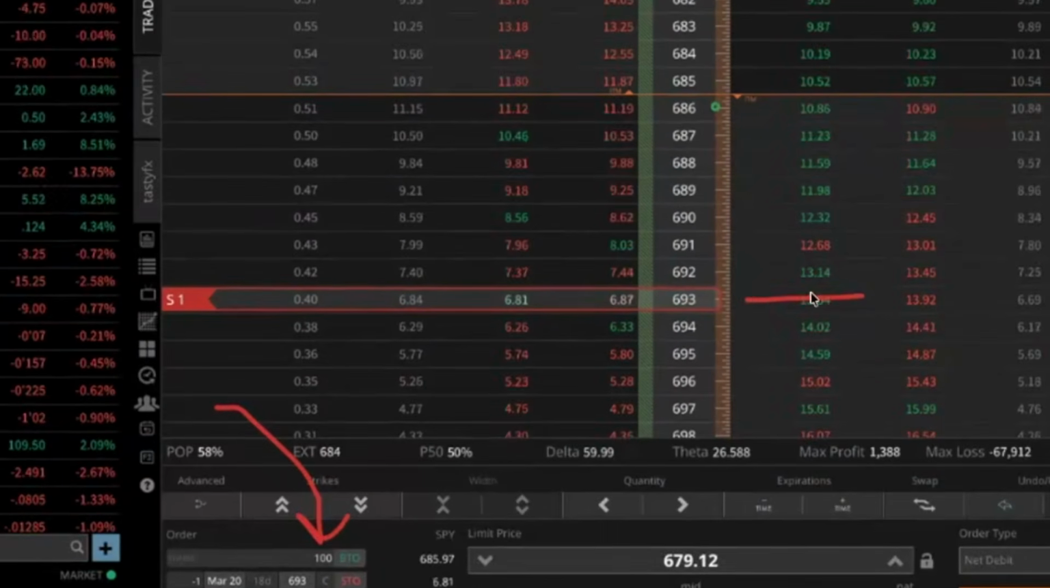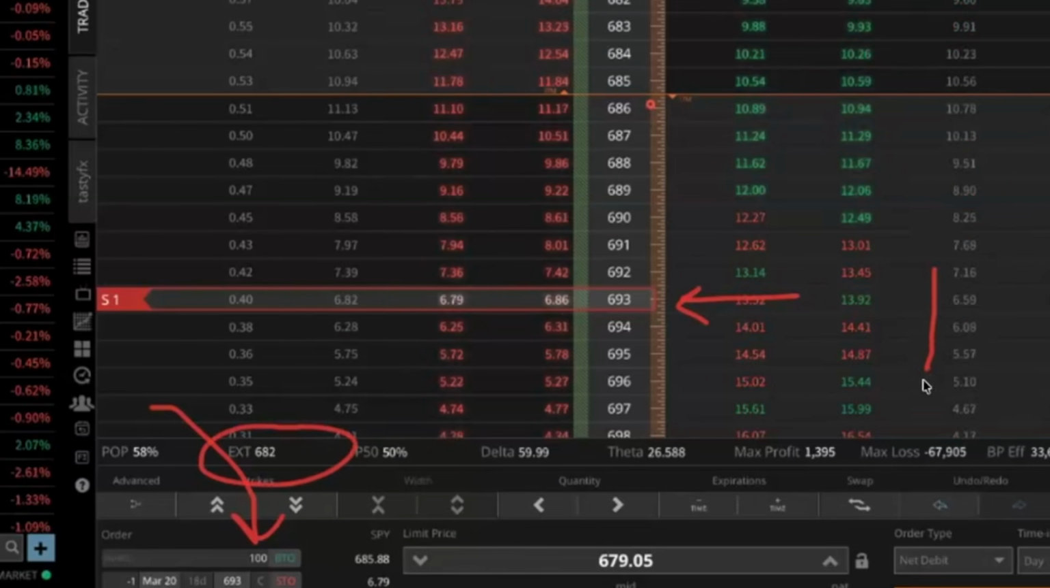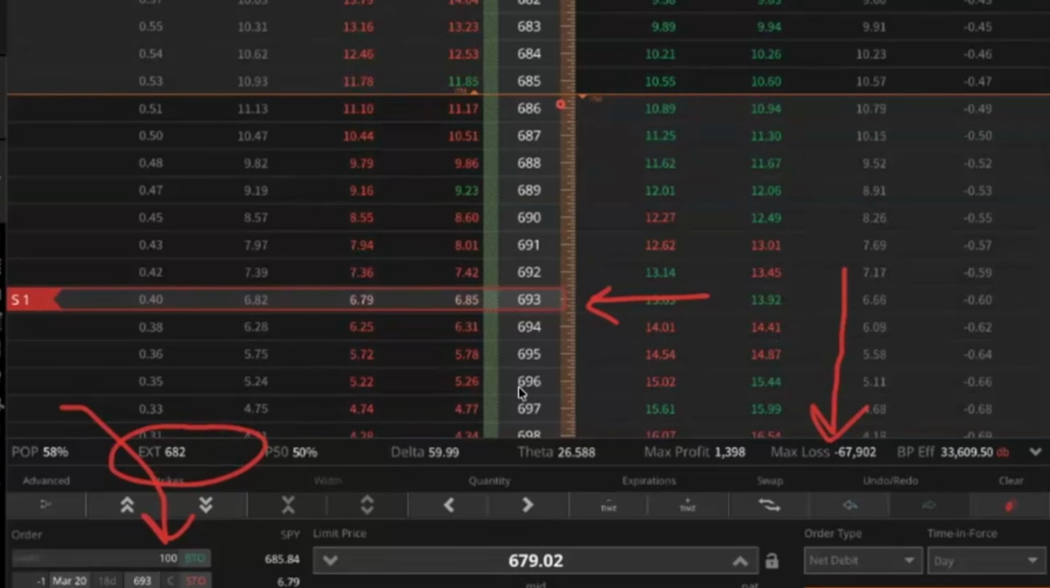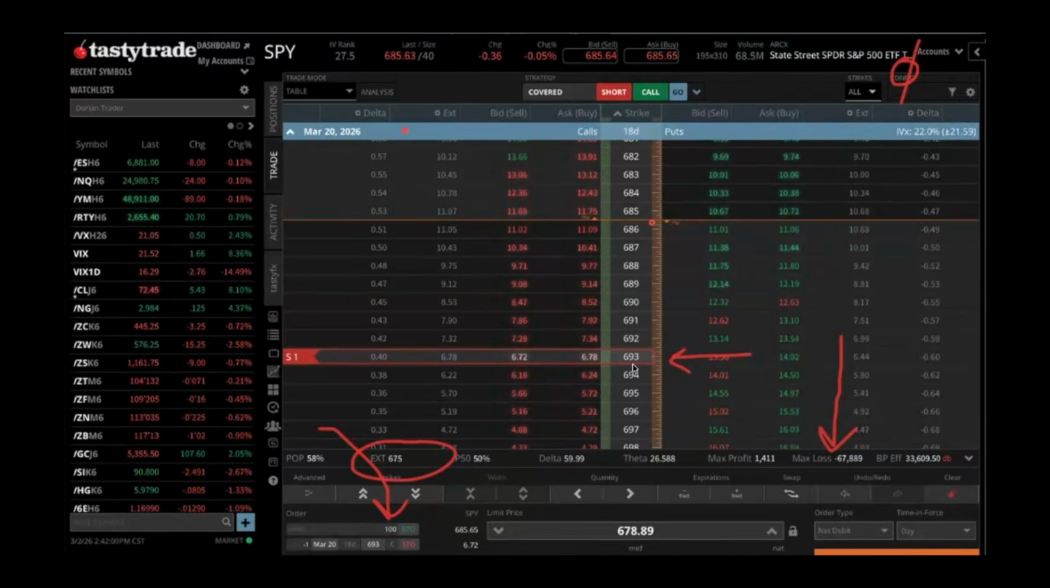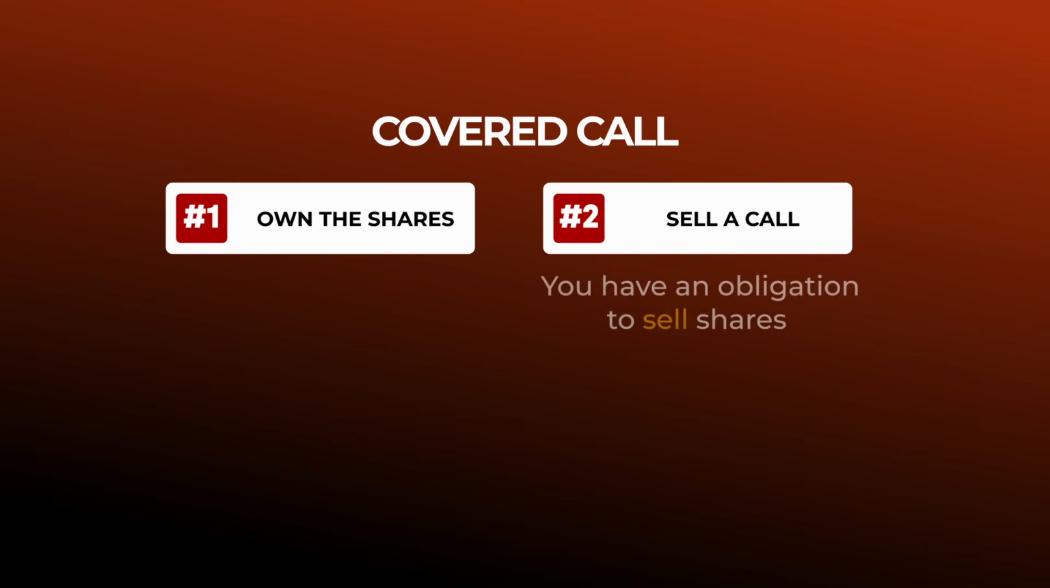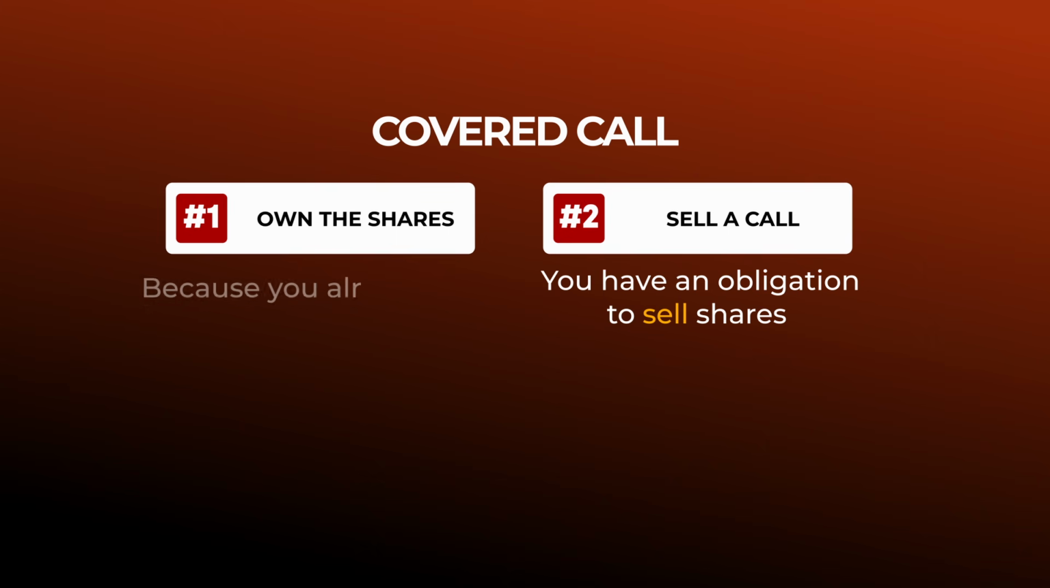If it jumps up all the way to the 693, we receive a credit by selling this call at about 685 here, and we still have risk all the way to zero, but our max loss risk is not infinity anymore. It's not unlimited anymore because the call that you sold is covered now. You still have an obligation to sell shares at the 693 strike price, just like with that naked call. But in this case, you already have the shares.